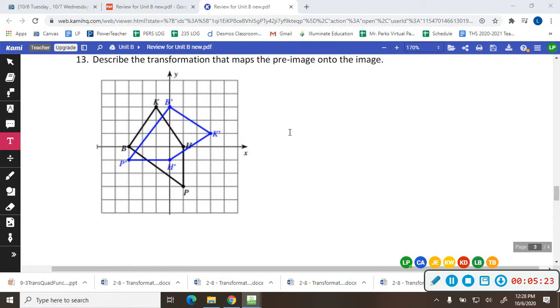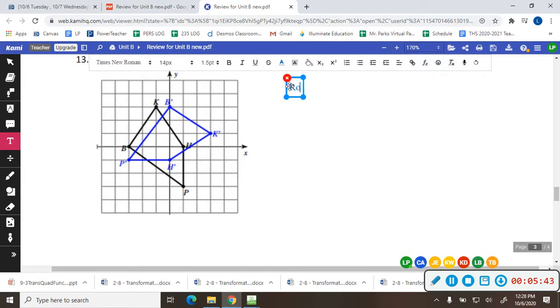On this problem, we're going from the black image to the blue image. And so I'll start off with just K. K goes from here to here. And it looks like all they did was turn it around the origin. So that'd be called a rotation. And it looks like they moved one quadrant. So I would say rotation of 90 degrees. And then going this way, we call that clockwise.